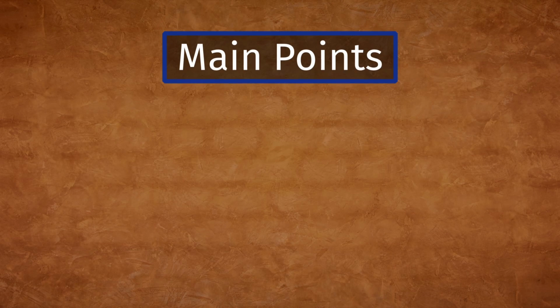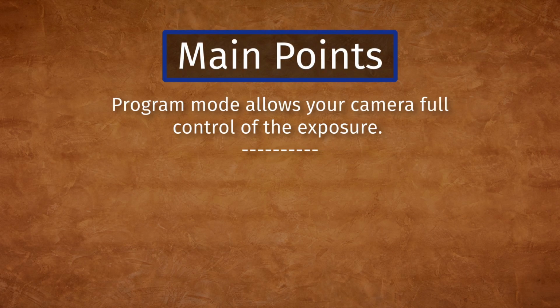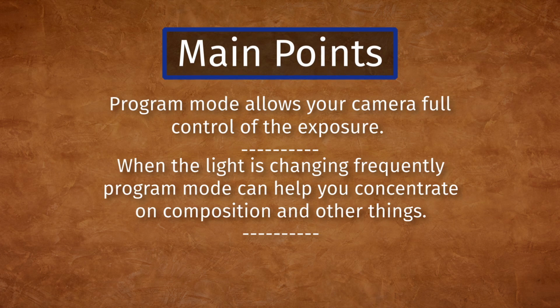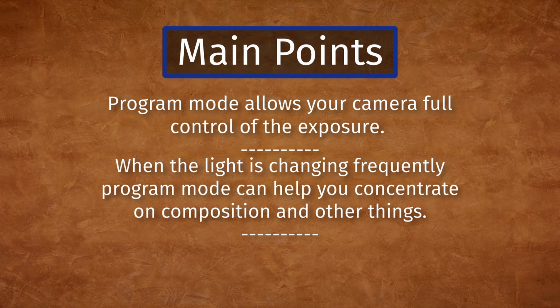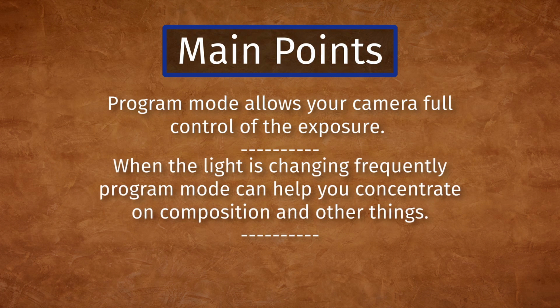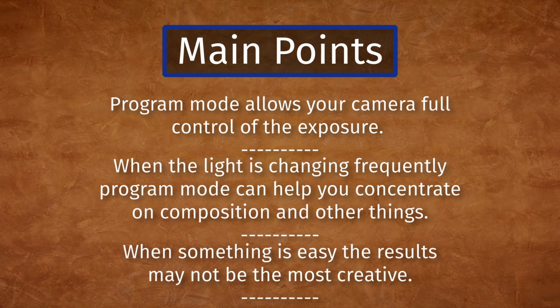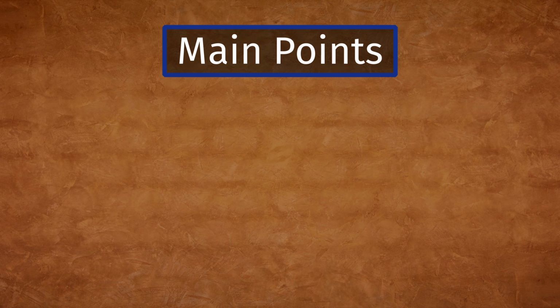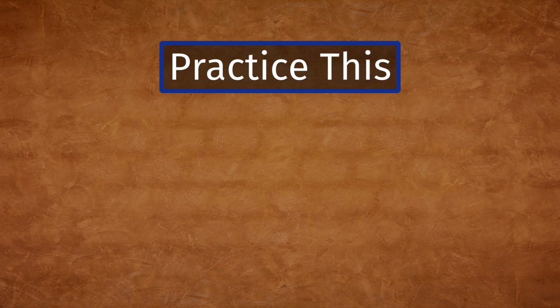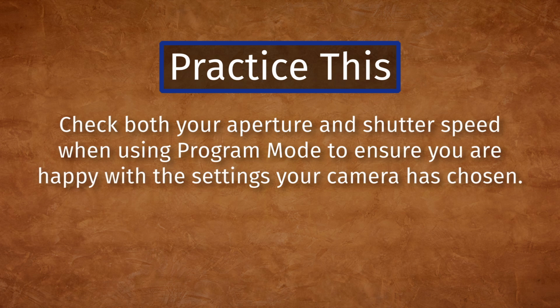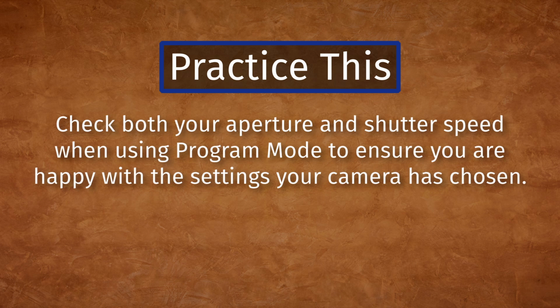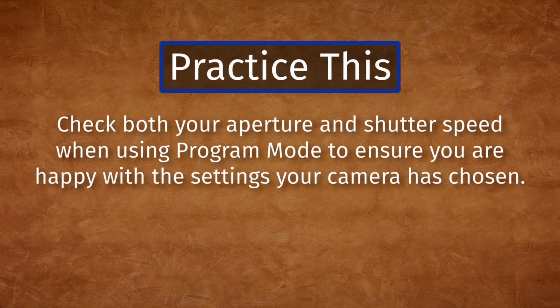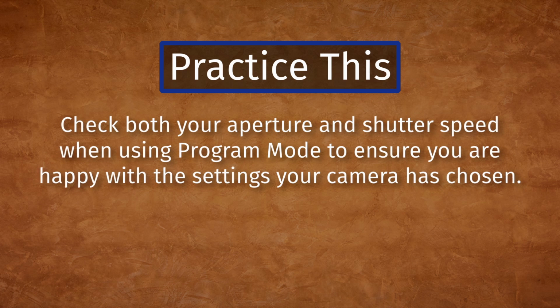The main points from this lesson are: program mode allows your camera full control of the exposure. When the light is changing frequently, program mode can help you concentrate on composition and other aspects of taking pictures. When something is easy, the results may not be the most creative. Practice this to improve your photography. Check both your aperture and shutter speed when using program mode to ensure you are happy with the settings your camera has chosen.